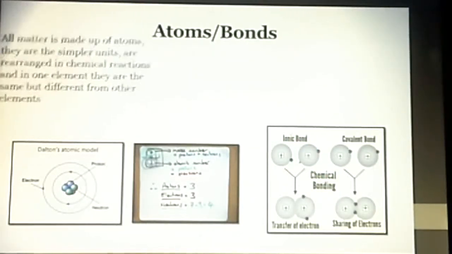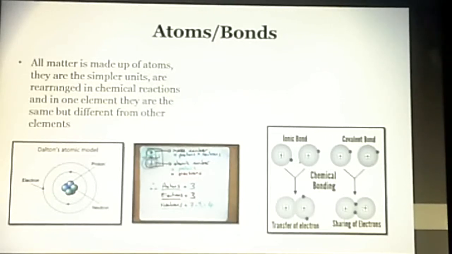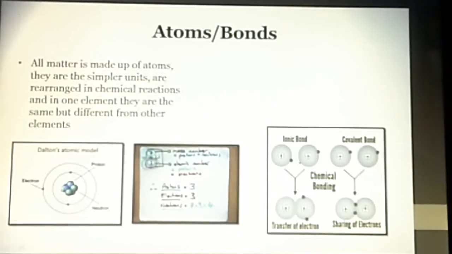Atoms and bonds. All matter is made out of atoms, and they are the simplest units of the universe. They are rearranged in chemical reactions, and in one element they are the same but they are different from other elements. This is Dalton's theory of matter, and at the bottom you can see a picture of how an atom looks. It has the nucleus and then layers of electrons. The nucleus is formed by protons and neutrons, which have positive charge and 1 of mass, and electrons have negative charge and have no mass.